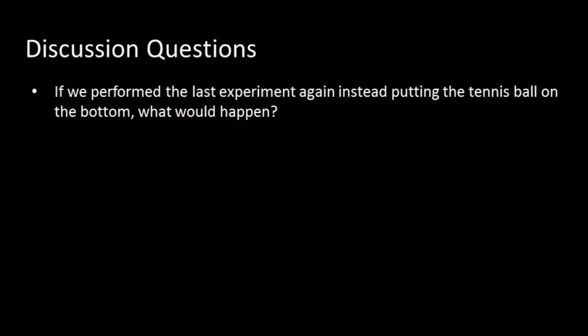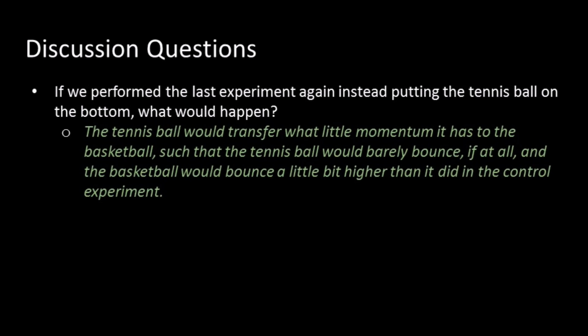If we perform the last experiment again, instead putting the tennis ball on the bottom, what would happen? The tennis ball would transfer what little momentum it has to the basketball, such that the tennis ball would barely bounce, if at all, and the basketball would bounce a little bit higher than it did in the control experiment.